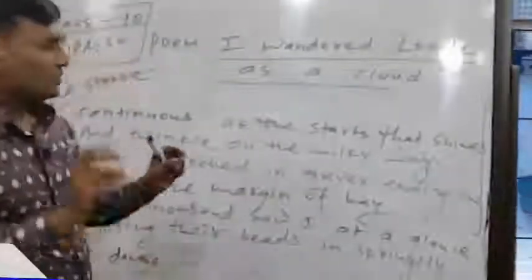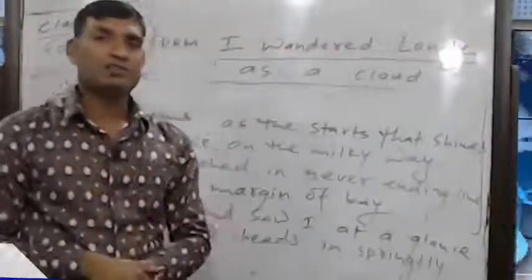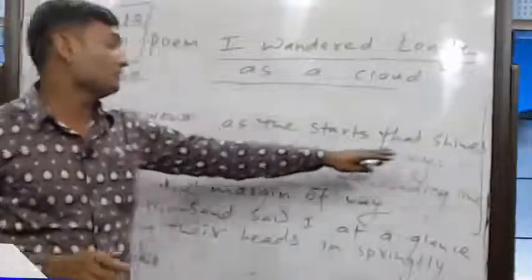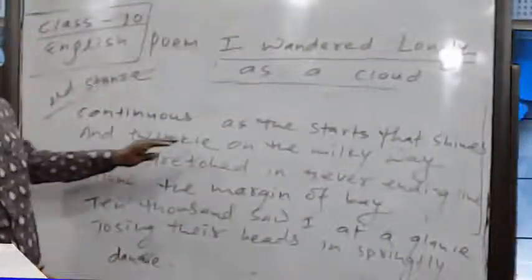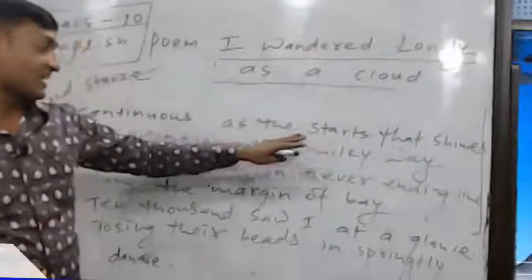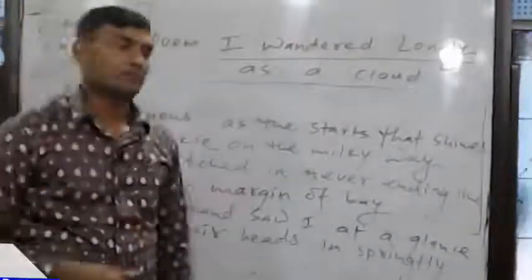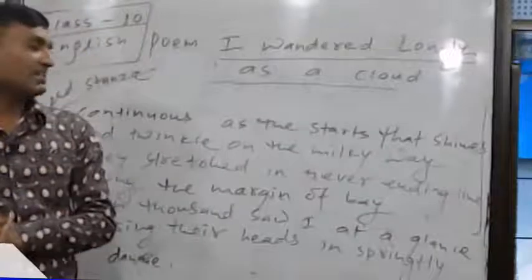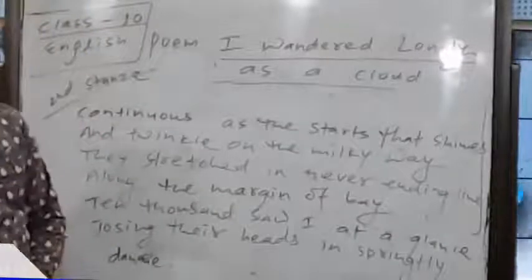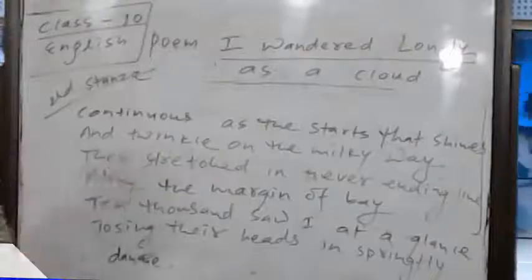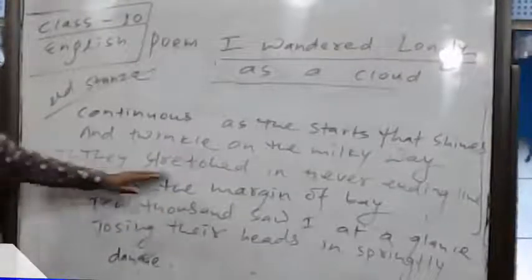And twinkle means the stars twinkle in this way. So twinkle on the Milky Way, it means all the daffodils shine like stars, and they twinkle on the Milky Way. Milky Way and galaxy mean things that are related to the universe. So they stretched in a never-ending line.